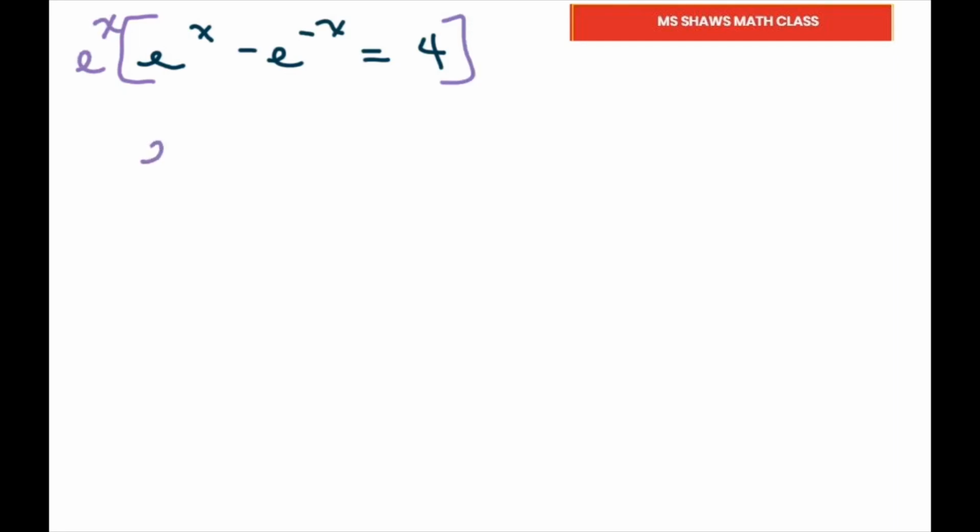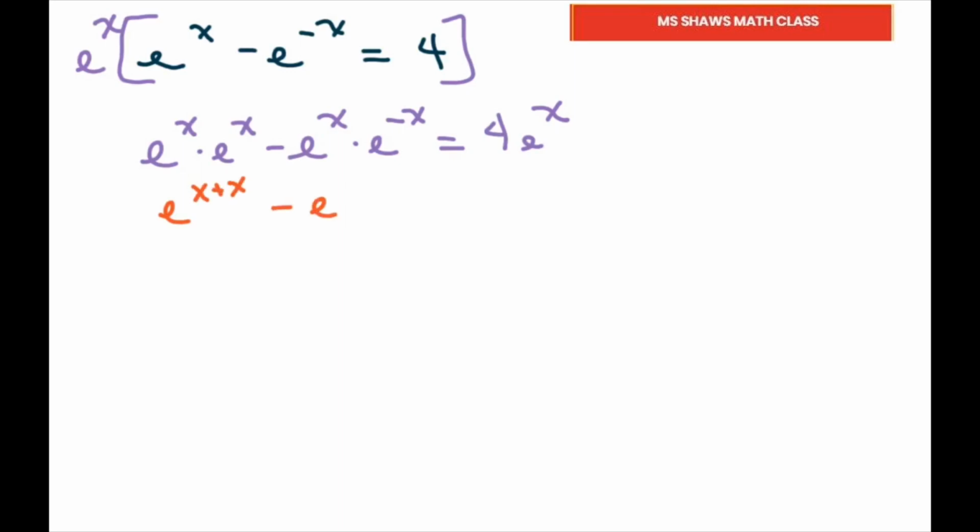So when you do that, you get e to the x times e to the x minus e to the x times e to the negative x equals 4 e to the x. So we multiplied each term by e to the x. Now let's simplify. We have e to the x plus x minus e to the x minus x equals 4e to the x. And simplifying further, this would be e to 2x minus e to the 0 power equals 4e to the x.